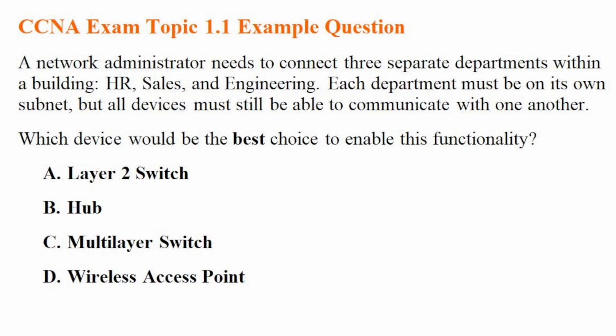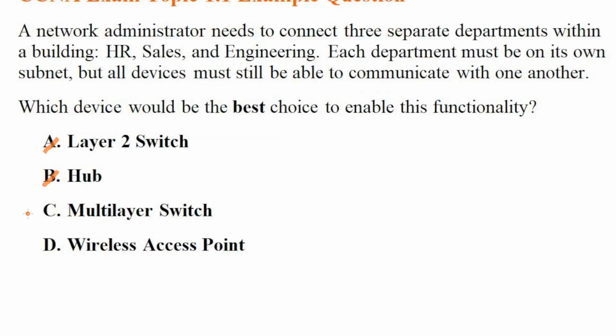A Layer 2 switch operates at the data link layer. It separates VLAN traffic, but it does not have the ability to route between different VLANs or different subnets, so we can eliminate that choice. A hub is a legacy Layer 1 device. It offers no real intelligence to route between subnets. It simply repeats data out all ports within the same subnet or network. There's no filtering or decision-making involved. We can eliminate that option.